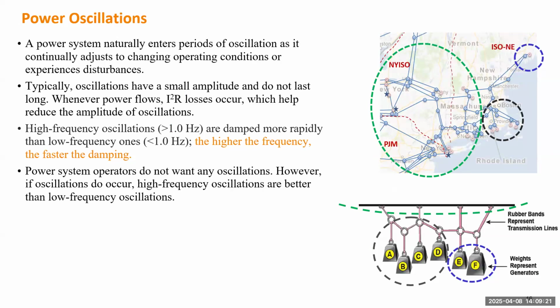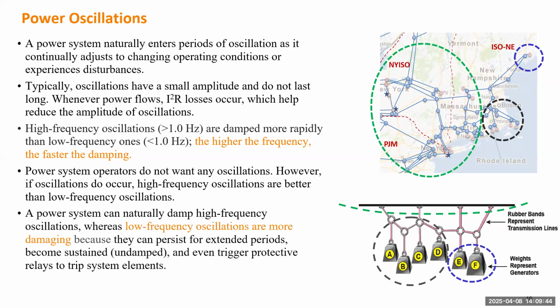The power system operator does not want any oscillation, okay? But if he has to choose, usually the fast oscillation is better than the slower oscillation, because slow oscillation will take a longer time to be damped. So their study, or monitoring, will focus on slower oscillation, not fast oscillation. A power system can naturally damp high frequency oscillations, whereas low frequency oscillations are more damaging because they can persist for an extended period, become sustained, or even trigger some protective relays.